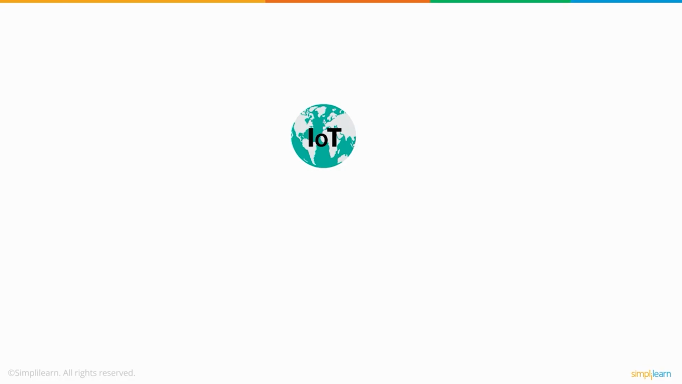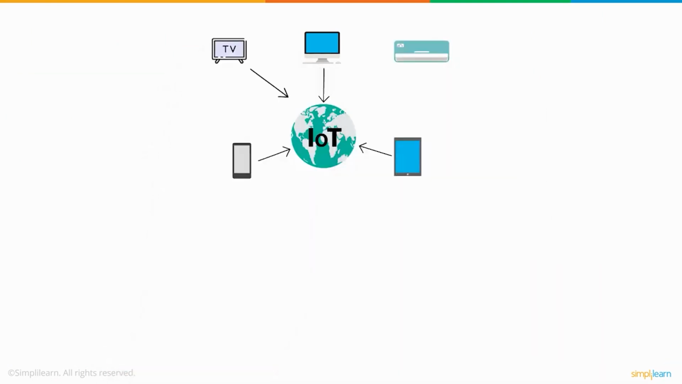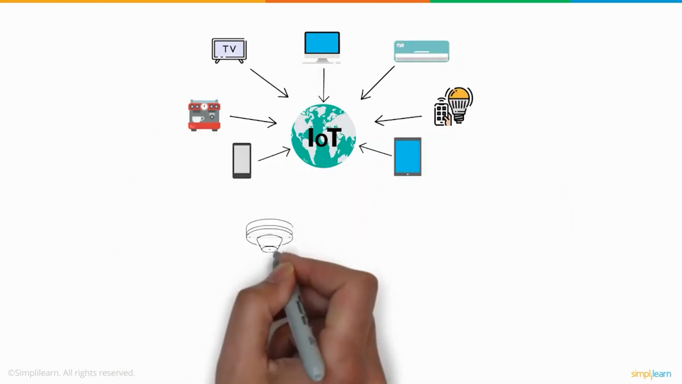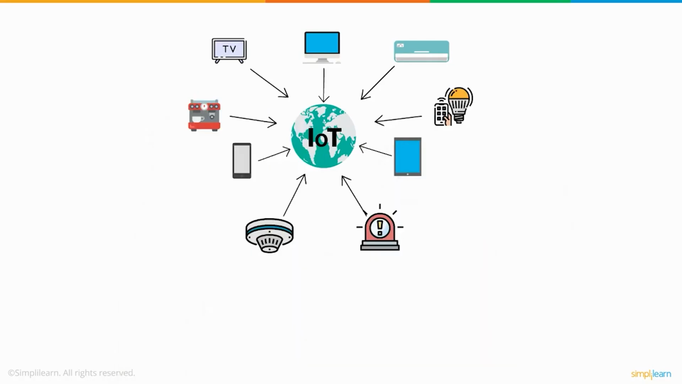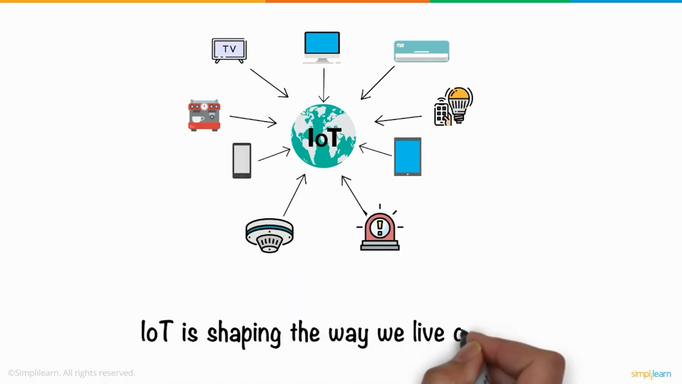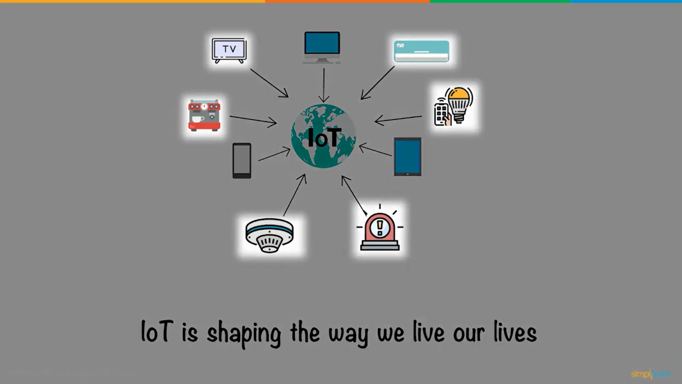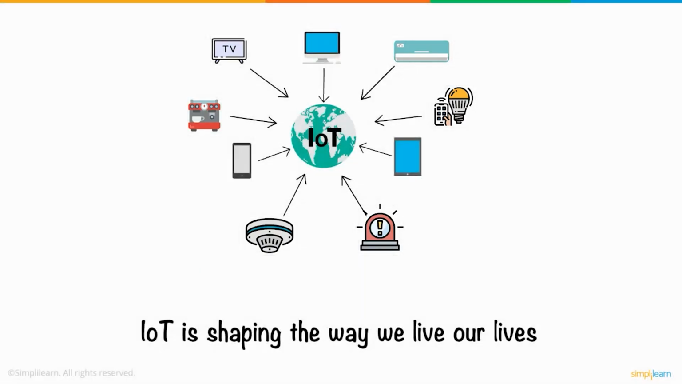Until recently, access to the internet was limited to devices like the desktop, tablet, or smartphone. But now, with IoT, practically all appliances can be connected to the internet and monitored remotely. IoT is shaping the way we live our lives. It helps us get a better insight into the working of things around us. So, what exactly is the Internet of Things?